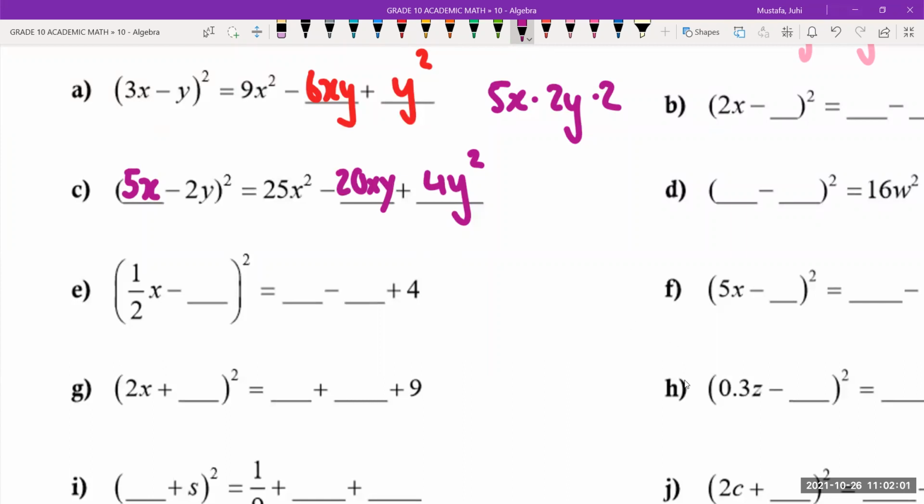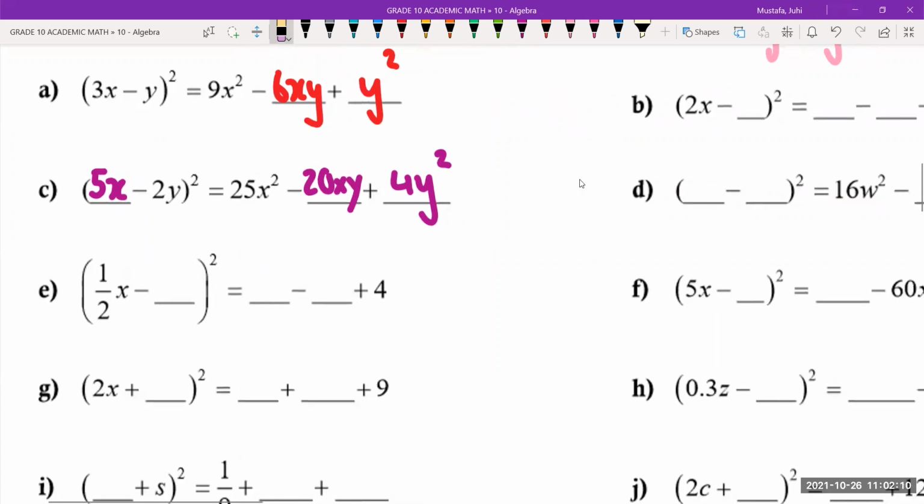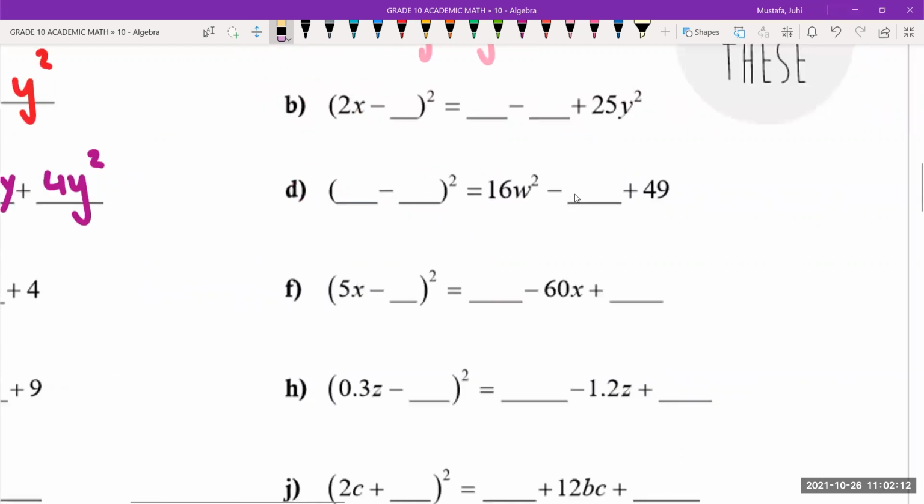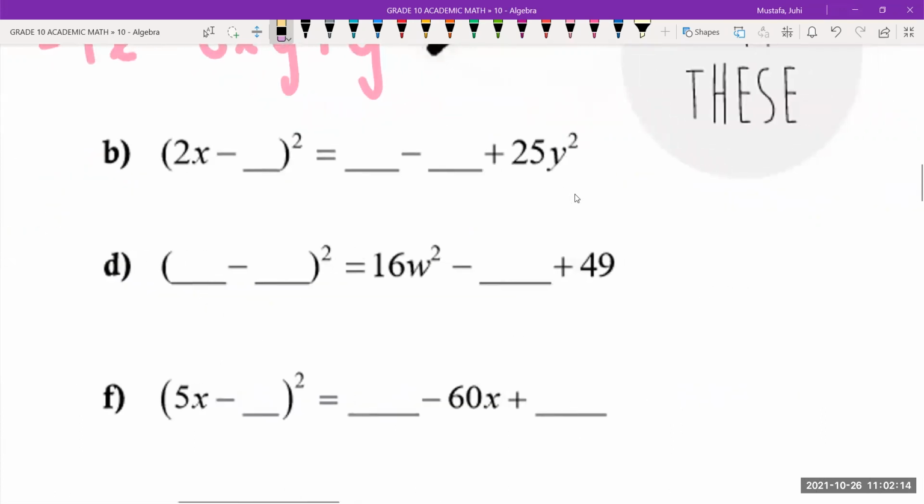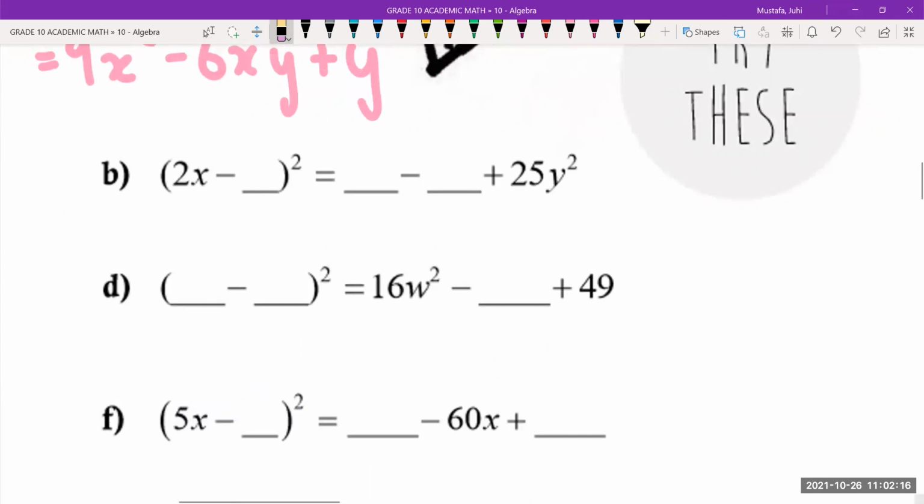I'm going to keep the fractions and the decimals for tomorrow's class. Like I won't take those up right now. We should just practice the regular stuff. Let's do maybe one more question. Actually, we'll do B and D. I'll pause here. Go ahead and try question B and D.